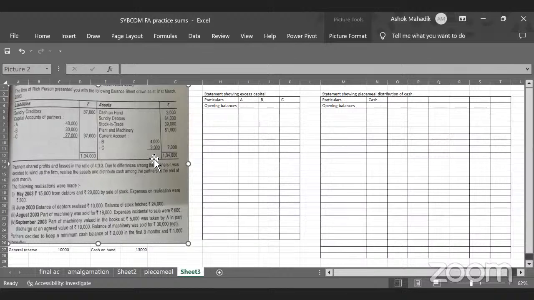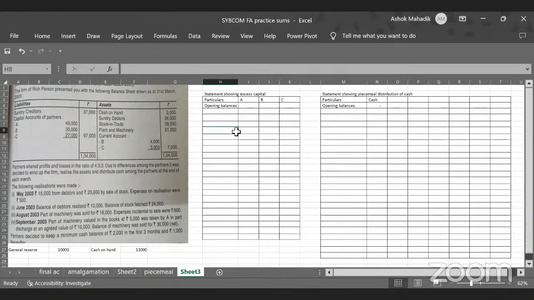So now let us begin with the first part, that is the statement showing excess capital. First, I'll write the balances given to us in the balance sheet: 40,000, then 30,000, and 27,000. Clear?